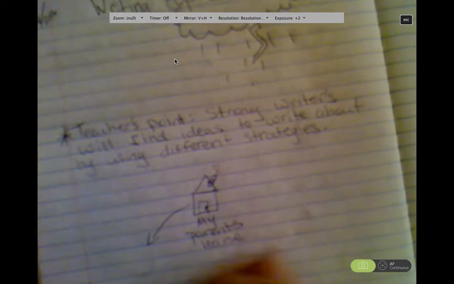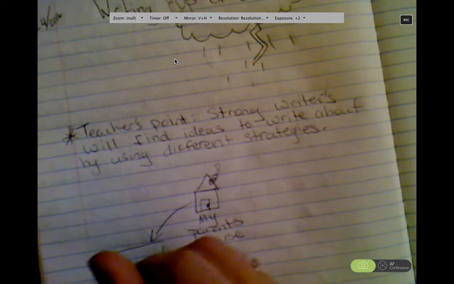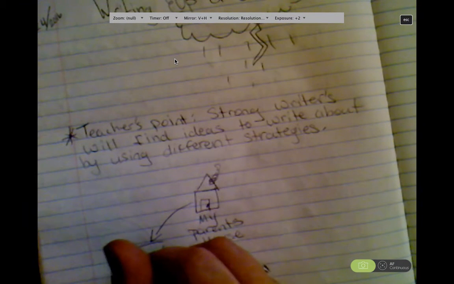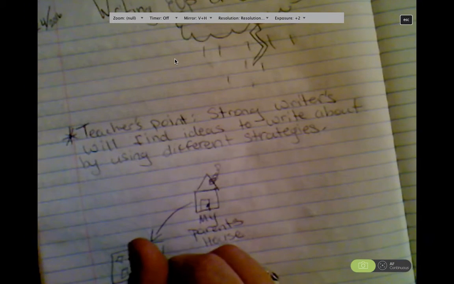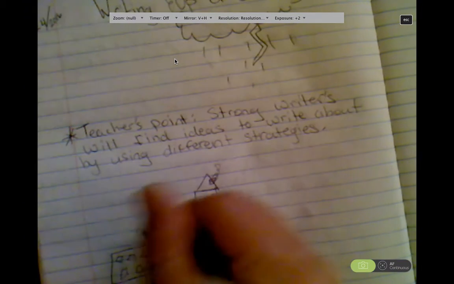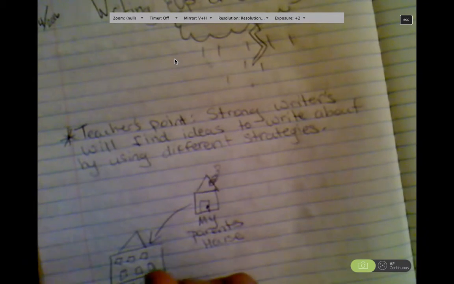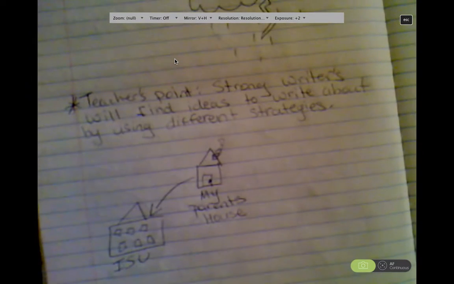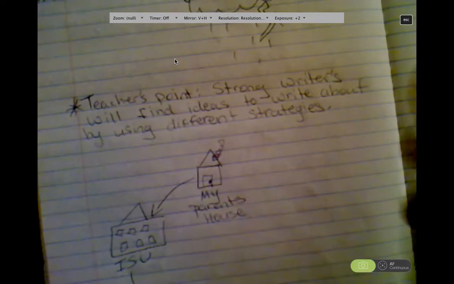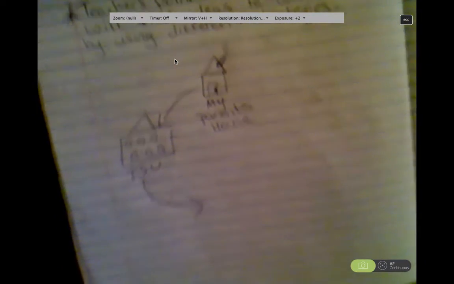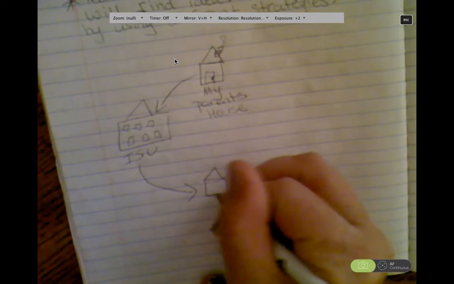Okay. Many of you already know this, but my favorite university, ISU. That is a very important place for several different reasons. This is ISU, or Illinois State University. Okay. Another location would have to be my house. And it's going to look a lot like my parents' house.